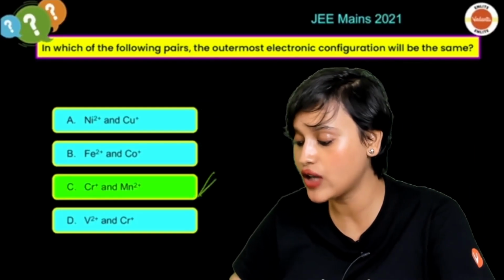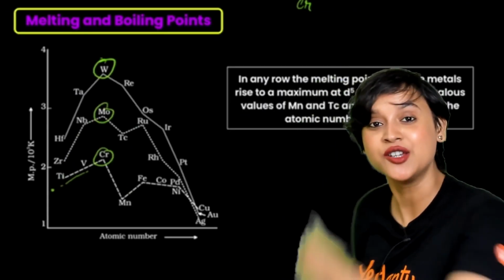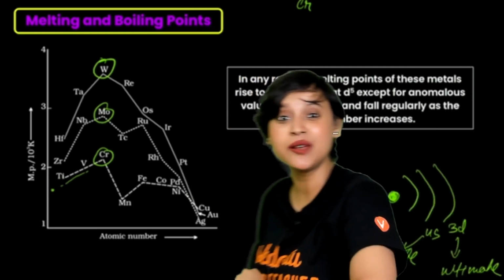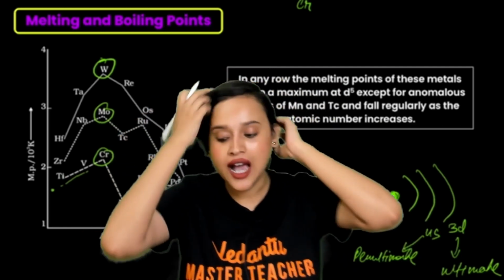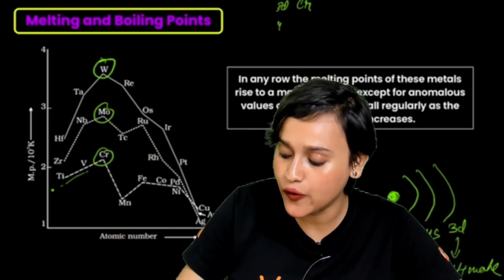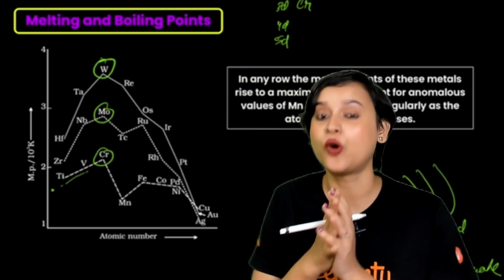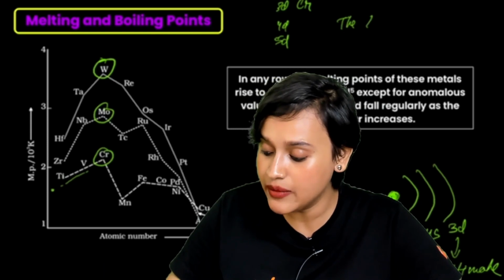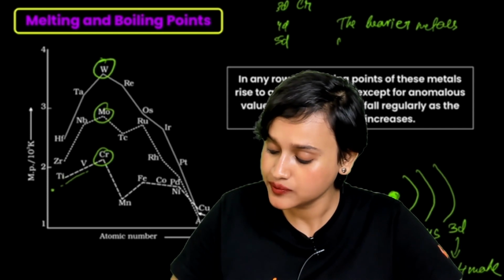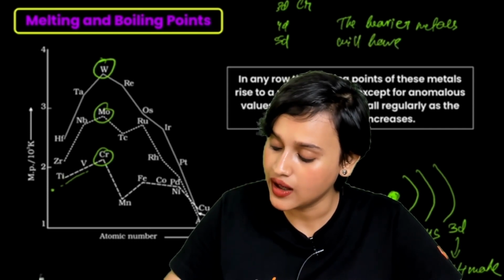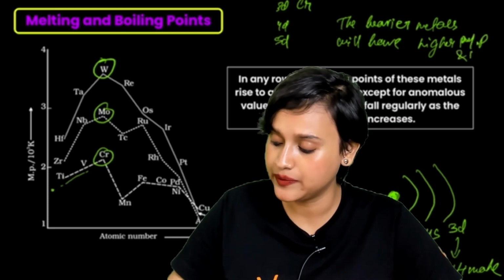So do you see now? Now look at the graph, everybody. See, chromium, molybdenum, tungsten. Do you see that tungsten has the highest melting point, which is why it is used in the bulb? Yes. Why? We have noticed that out of 3D, 4D and 5D, the heavier metals will have higher melting point. Yes, what did I say? Heavier metals will have higher MP and BP.